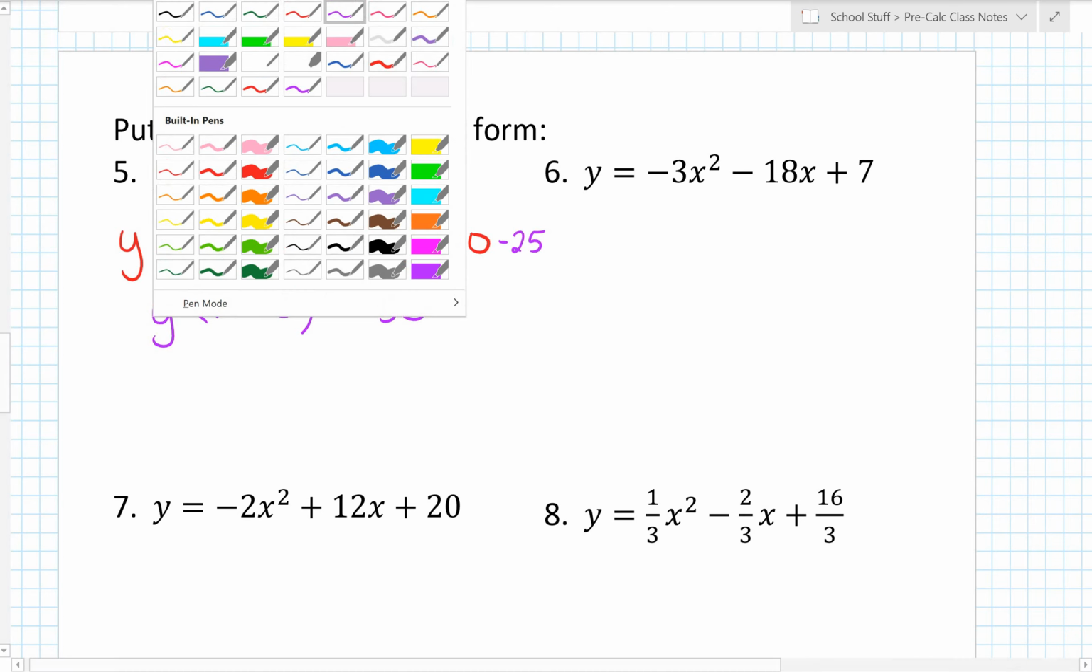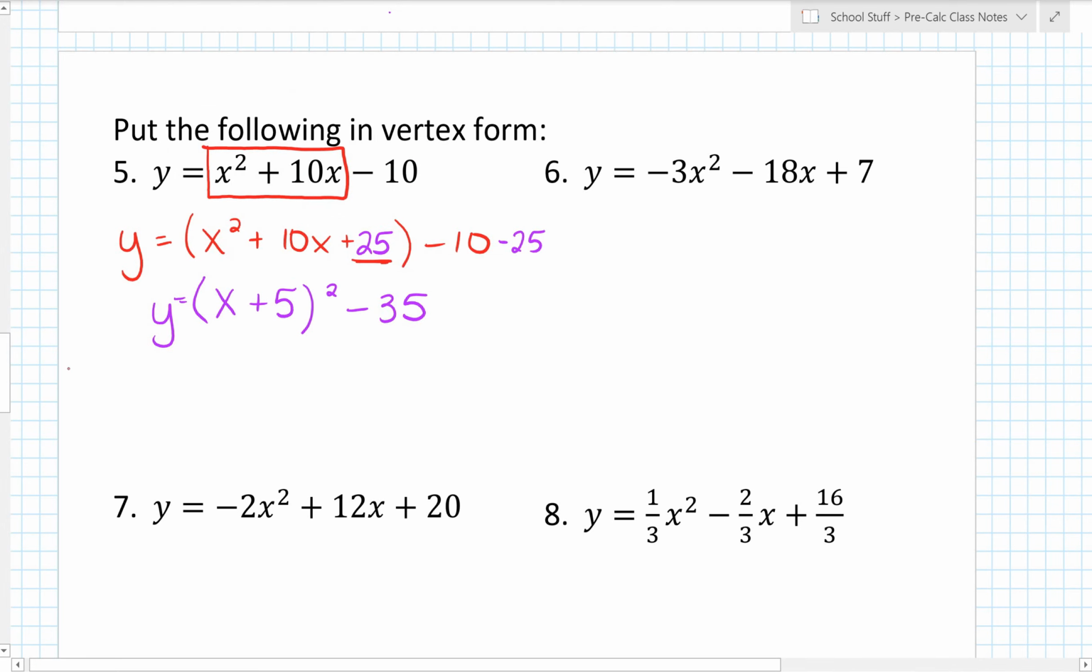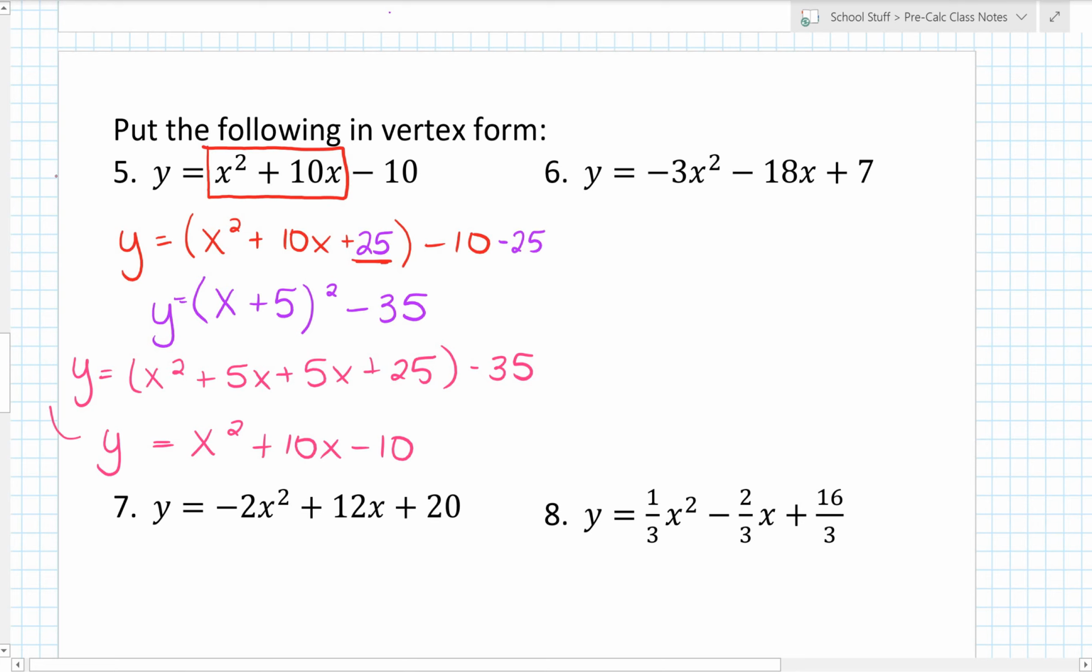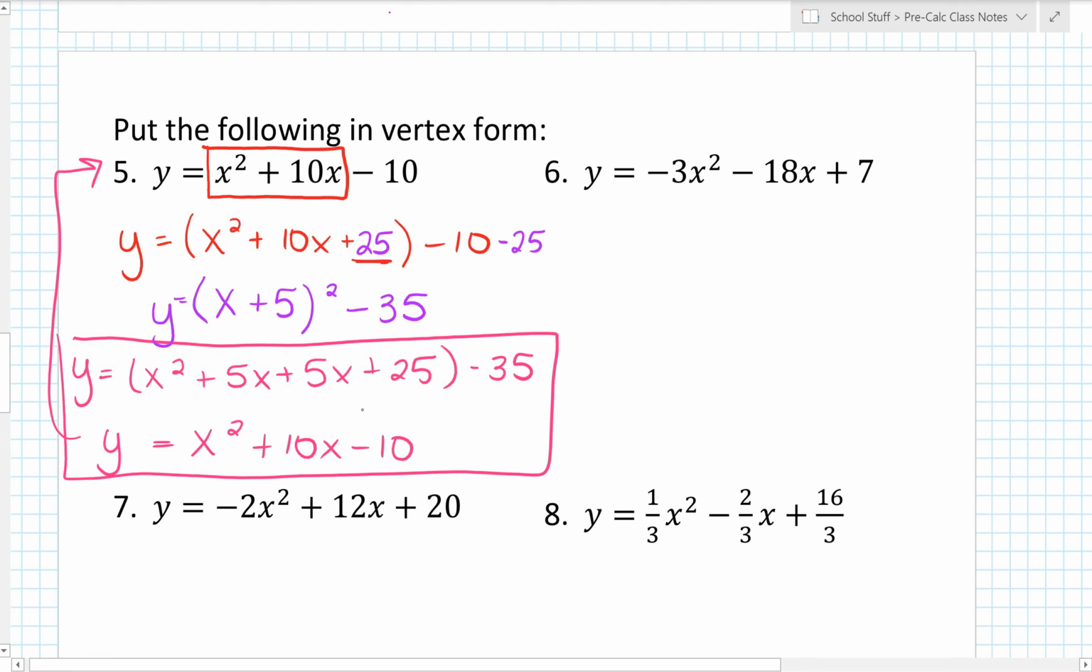And just to show you, the goal here was to get this to be the vertex form of this equation. So if I work that out, that's going to be x squared plus 5x plus 5x plus 25, so that's what's in the parentheses, minus 35, which sure enough is x squared plus 10x minus 10, which is what we started with. But this down here, this is just checking it. So don't freak out. I'm not going to ask you to check it all the time, but checking it is very beneficial.